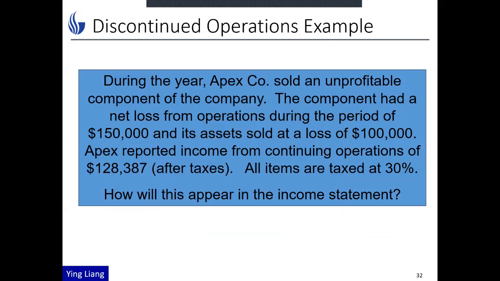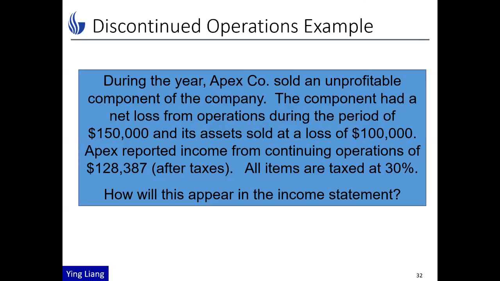Now let's do a quick example. You can pause here. So during the year, this company, Apex Co., sold an unprofitable component of the company. The component had a net loss of operations during the period of $150,000, and its asset sold is also at a loss of $100,000. So the total loss of this business is 150 plus 100, right? So it's 250. This is the total loss of this discontinued operations.